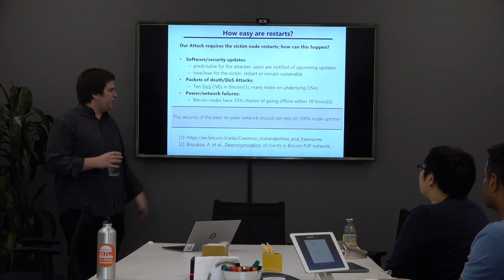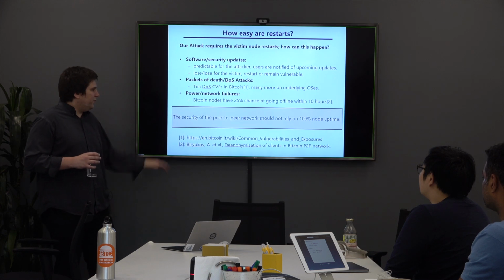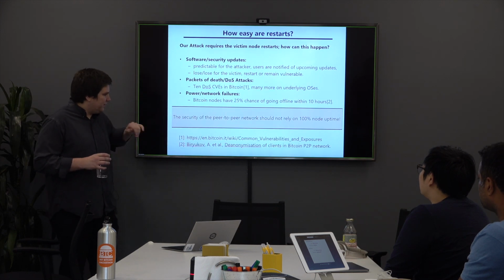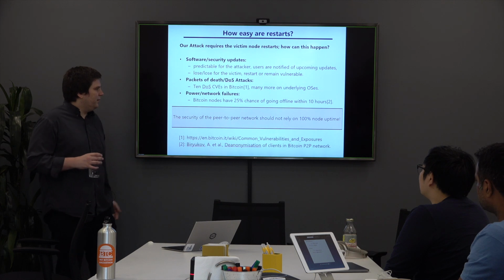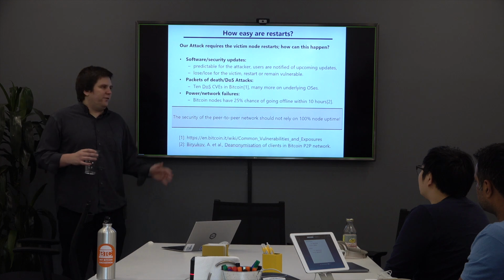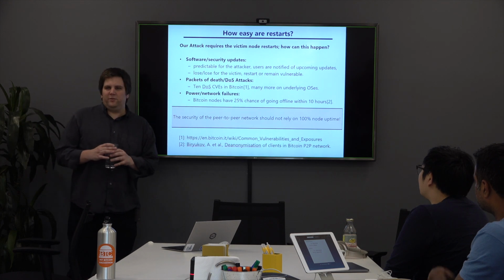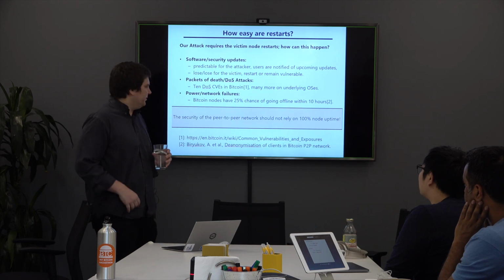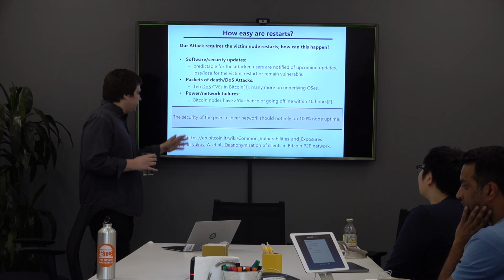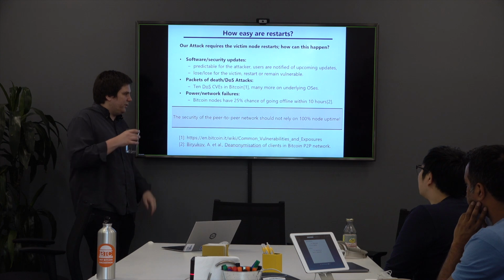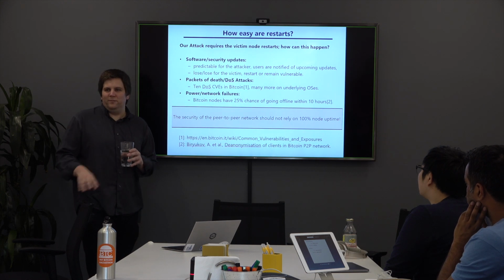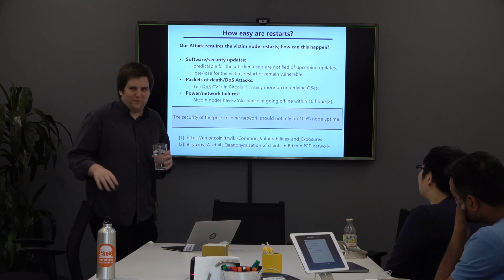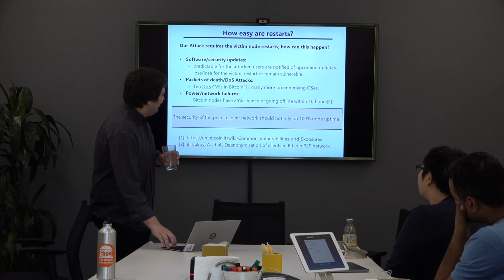And then there's just also power and network failures. Someone did a study, this is actually fairly old at this point, where they looked at node churn, and they determined within 10 hours about 25% of nodes will go offline. That's probably very different now because the ecosystem has changed significantly. But just as a general rule, the security of the peer-to-peer network should not rely on 100% node uptime. That should not be the security mechanism that everyone stays secure.